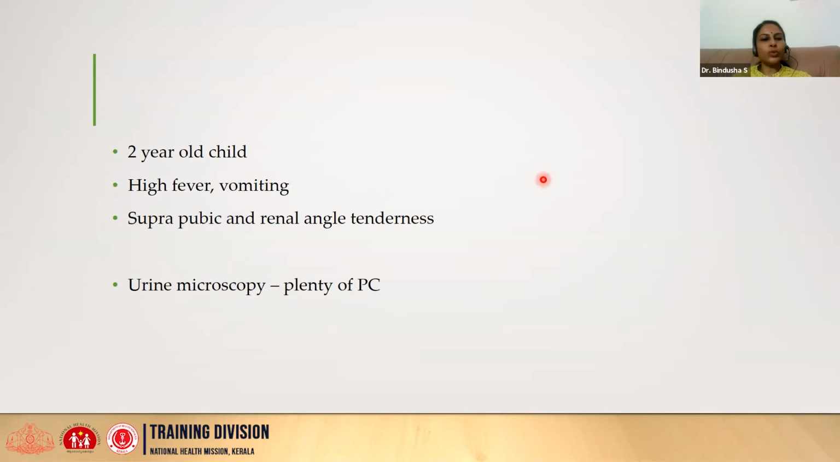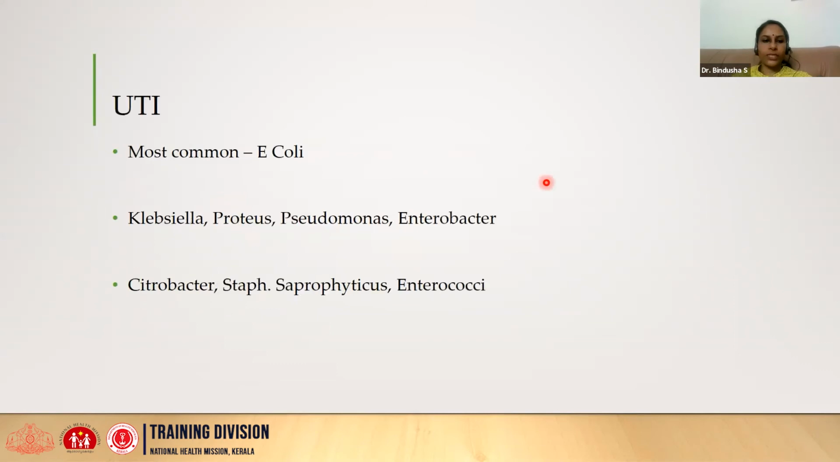This is a 2-year-old child with high fever, vomiting, suprapubic tenderness, and renal angle tenderness. Urine microscopy shows plenty of pus cells. So this is a child with urinary tract infection, and from the history and examination, it is likely to be an upper urinary tract infection or pyelonephritis. So this is the next group of infection that we usually see.